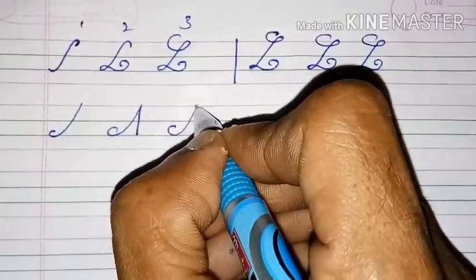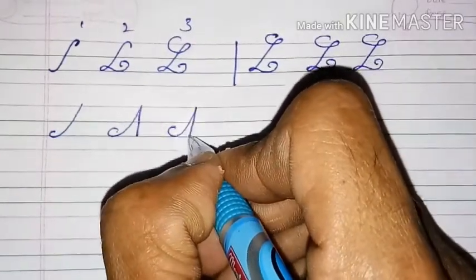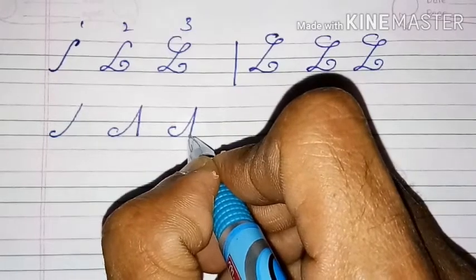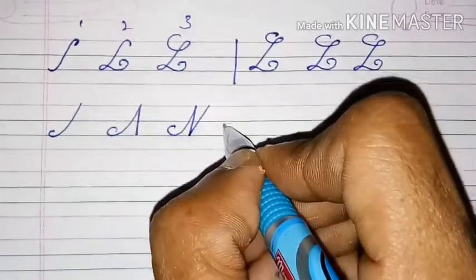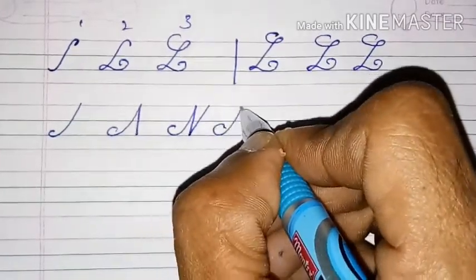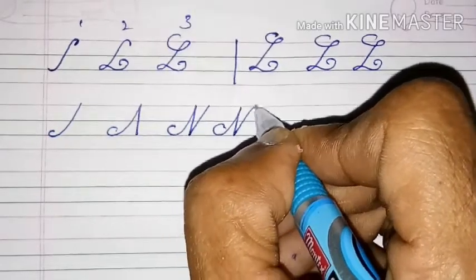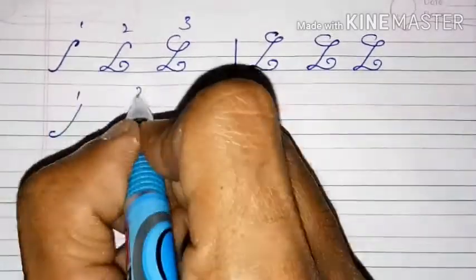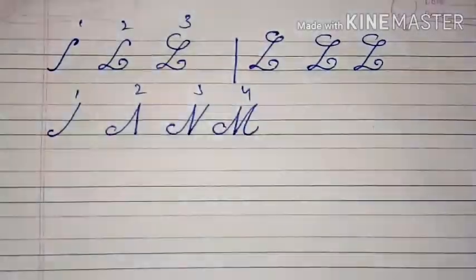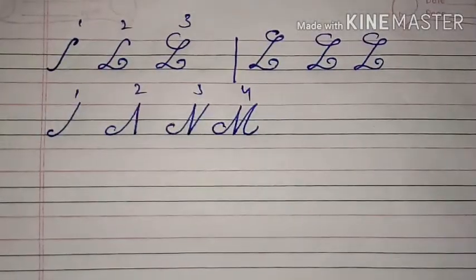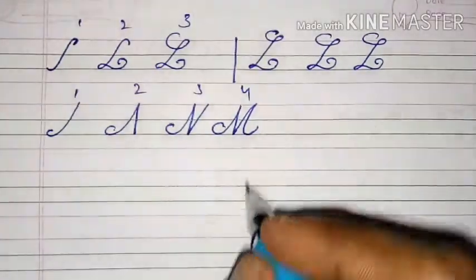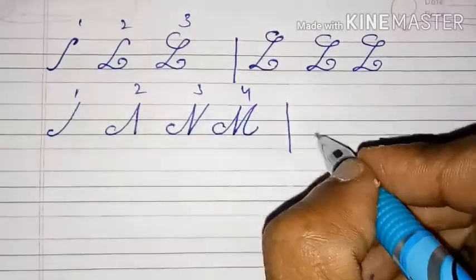And move on to the next one. You can make another extra stroke. 1, 2, 3 and again this one. 1, 2, 3, 4. For your convenience, I have added another stroke. Four strokes here. Let me show you in a single picture.